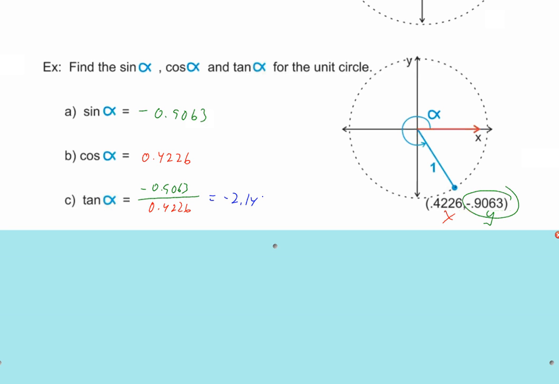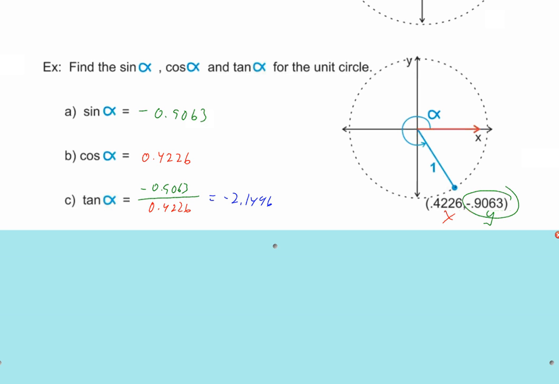Negative 2.1446. Okay, real simplistic if you understand the concept, but again, for some reason, by the time we get to a test, students will be doing all kinds of figuring, trying to figure out the situation.